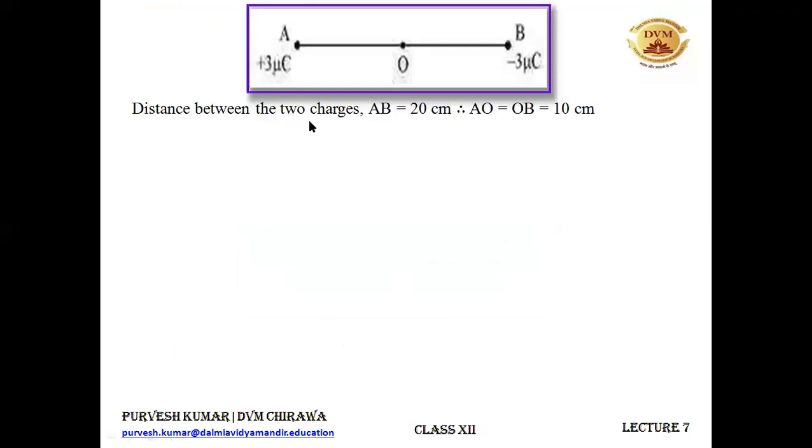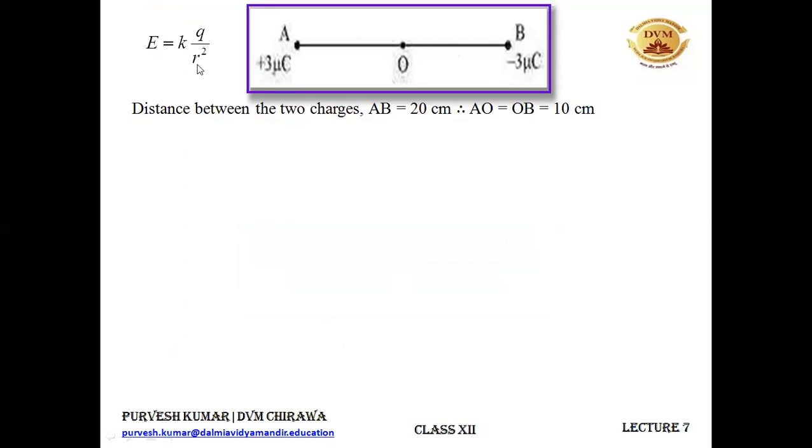Up to this we have done in the previous slide. We need to find the electric field at point O because of the charge present at A and the electric field at point O because of the charge present at B, and then we need to find the resultant of those two electric fields in order to find the net electric field at point O. We know the formula for the electric field is KQ upon R square.